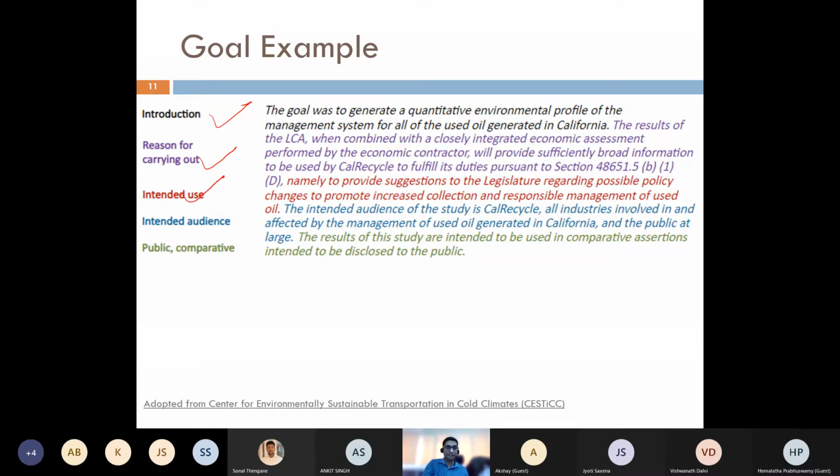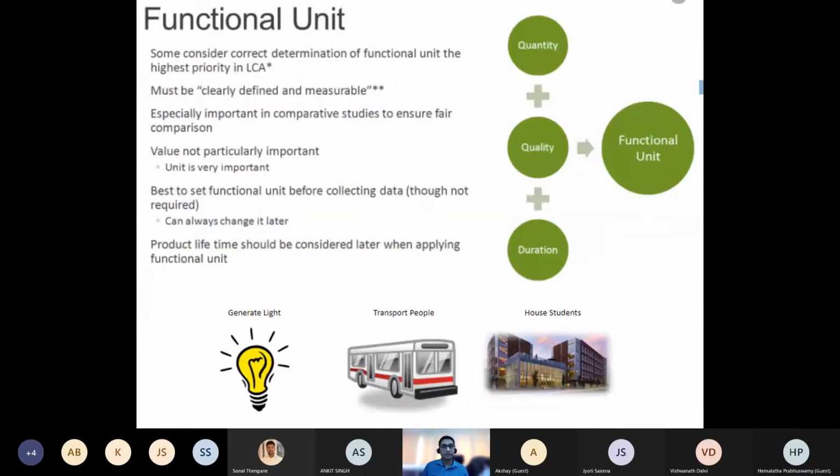Do I need to provide suggestions to the legislator, as it says? Or do I need to publish the data, or whatever the use is? What is the intended audience? Like in this case, the intended audience will be all industries that are involved and affected by the management of used oil generated in California. And is this a public or a confidential LCA that you're carrying out? So any good LCA should carry an extensive goal statement which clarifies all these aspects which we have discussed. Then it should have a function unit as well.